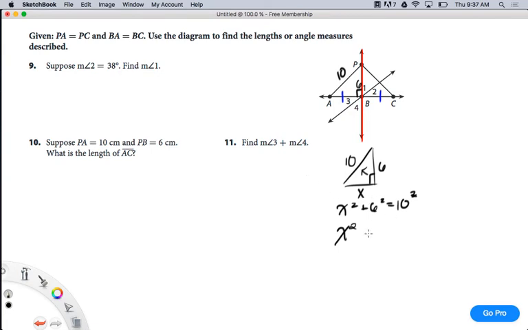So I get x squared plus, what's 6 squared, class? 36 equals 10 squared is 100. I subtract 36 from both sides. I get x squared equals 64. What do I do now, class? Square root of both sides. I get x equals 8. Cool, so this is 8.